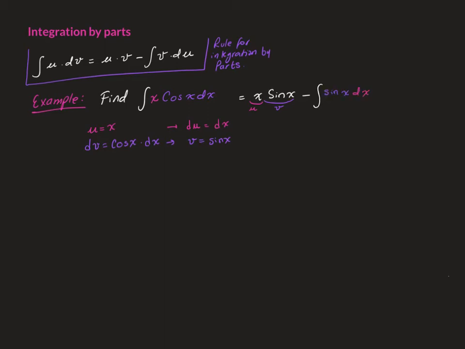After I've done the substitution, I can evaluate the integral of sine of x. So this is going to be x sine of x minus the integral of sine of x. That's going to be minus cosine of x. And everything plus the integrating constant c. So my integral is going to be x sine of x plus cosine of x plus c. And that would be the final answer.